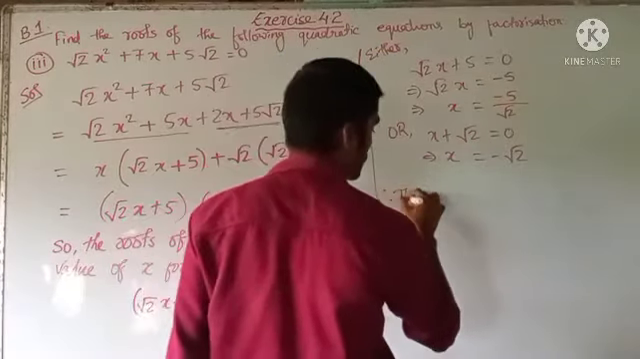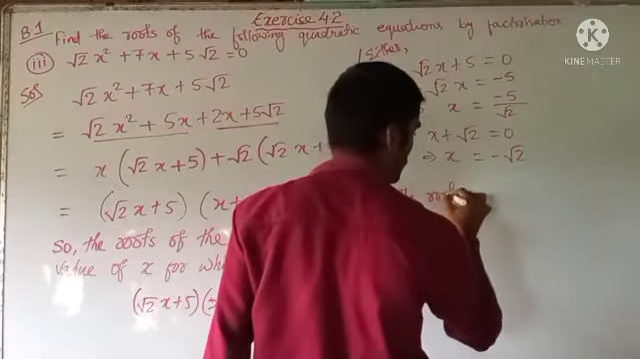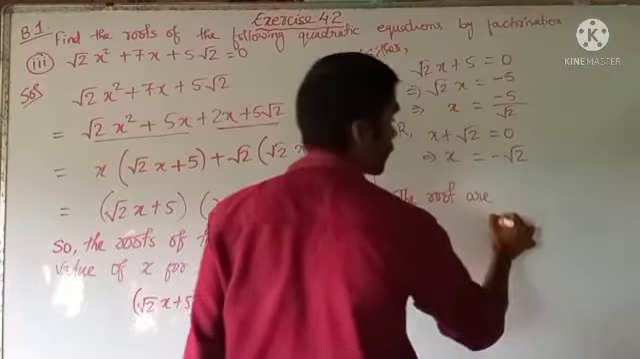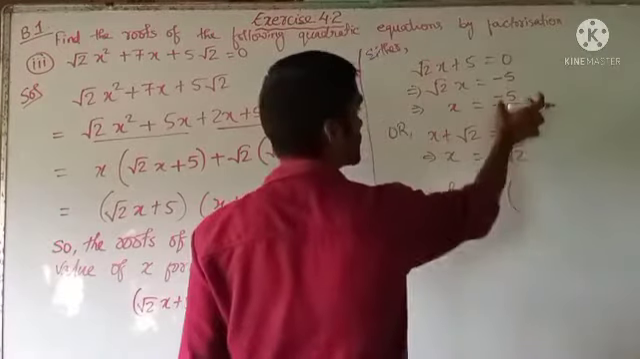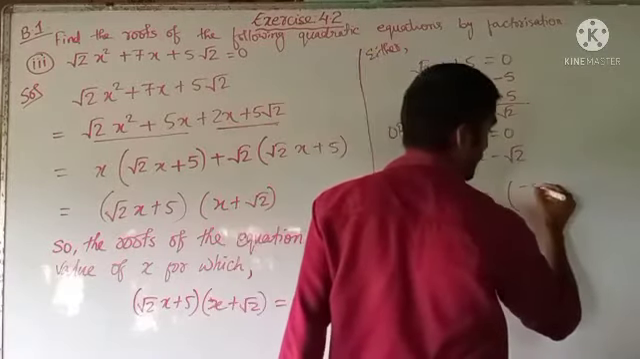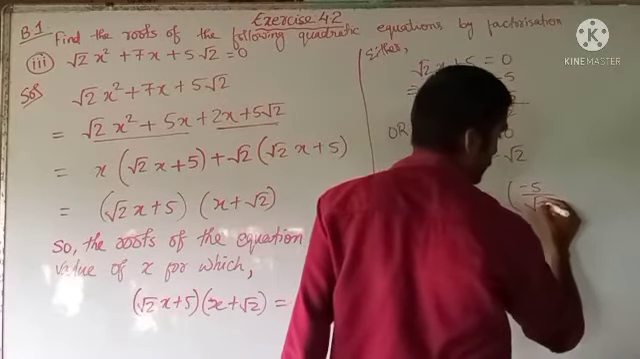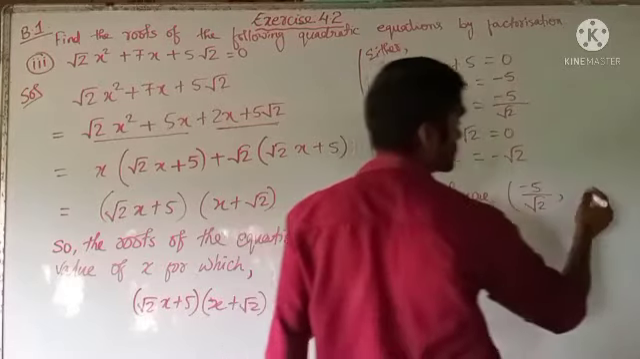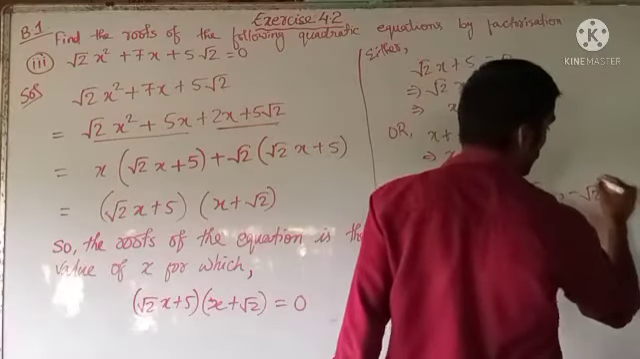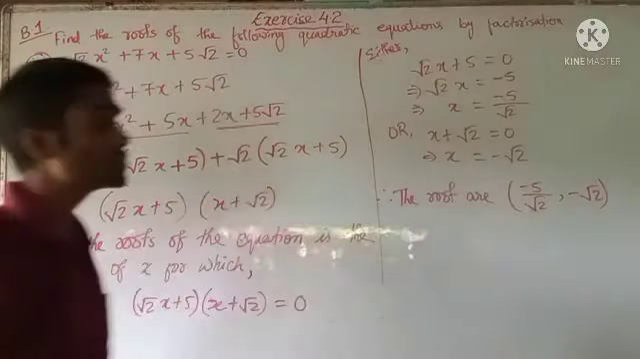Therefore the roots are, what are the roots that we got here? It is minus 5 by root 2, and the other one we got here is minus root 2. This is how we are going to solve.